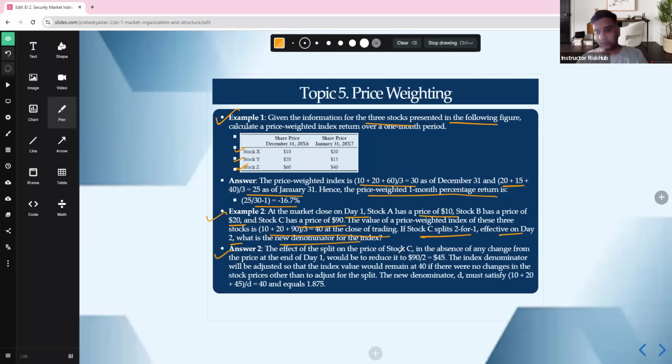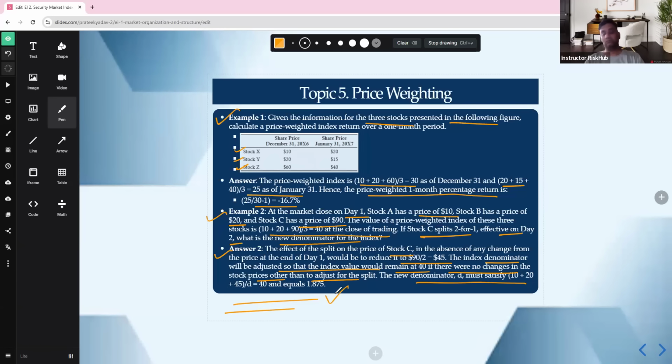The effect of the split on stock C, in the absence of any change in the price at the end of day 1, would be to reduce 90 to 45. The index denominator will be adjusted so the index value would remain at 40 if there were no changes in the stock price other than to adjust for the split. The new denominator D must satisfy (20 + 10 + 45) divided by D equals 40, so D equals 1.875, right?